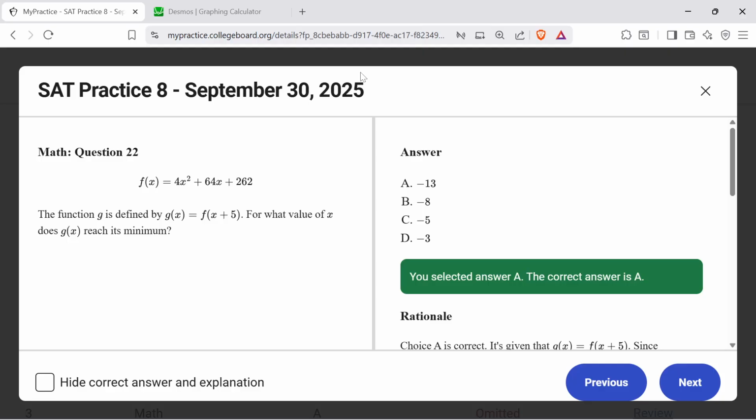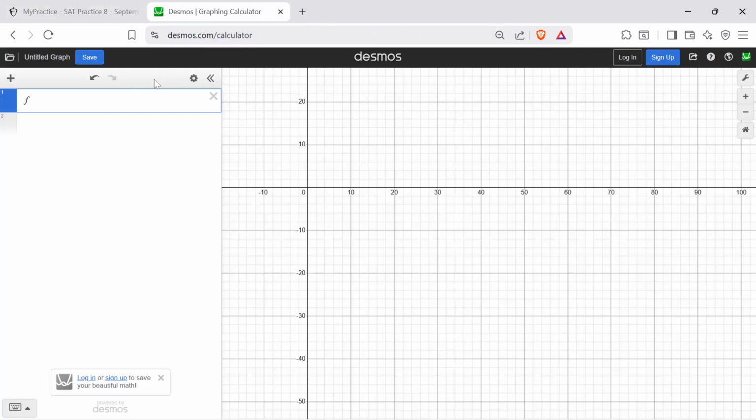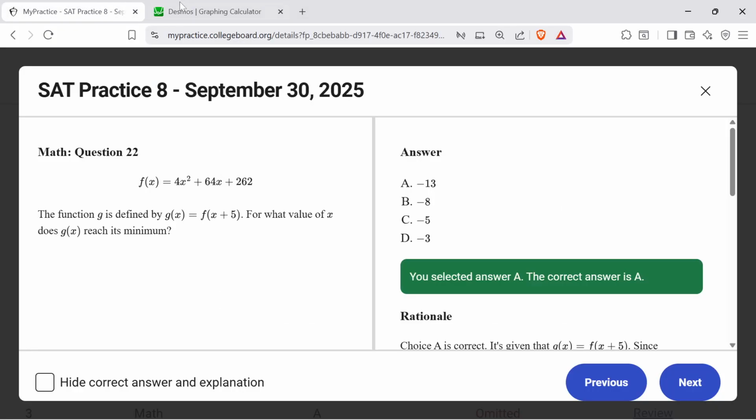The first math module 22, I'll show how to do it in Desmos. It says f of x equals 4x squared plus 64x plus 262. The function g is defined by g of x equals f of x plus 5. For what value of x does g of x reach its minimum? Well, let me put in this function, f of x. And it's important to put f of x here, not y. And you'll see why in a moment.